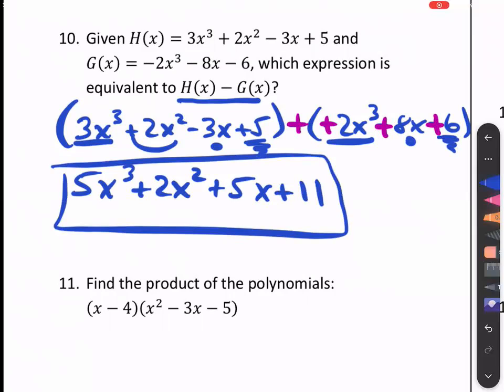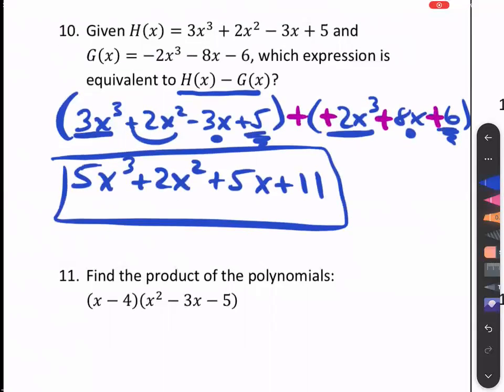Okay, so again, guys, anytime that you see something that's got a lot of words to it, just look at what they're actually trying to have you find. So it's just asking you to do function h minus function g. They just didn't write it out for you.